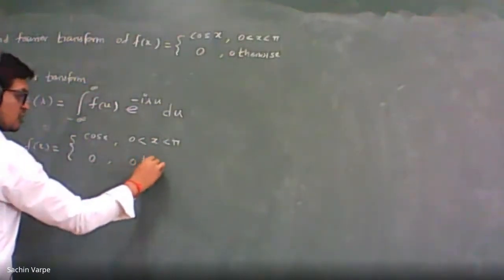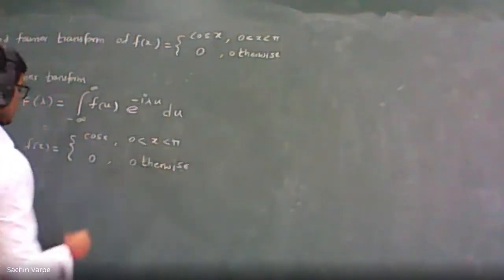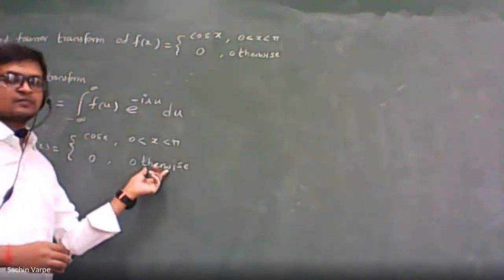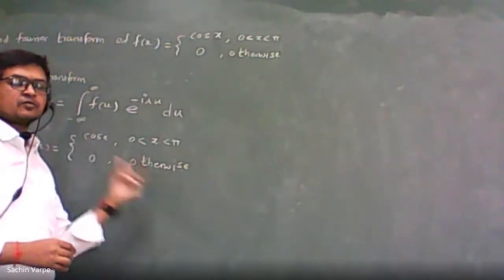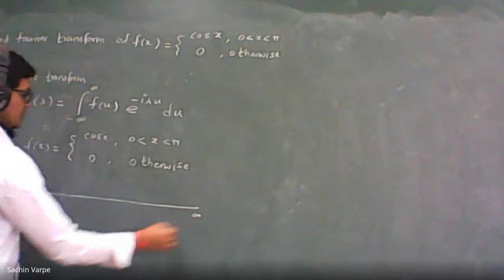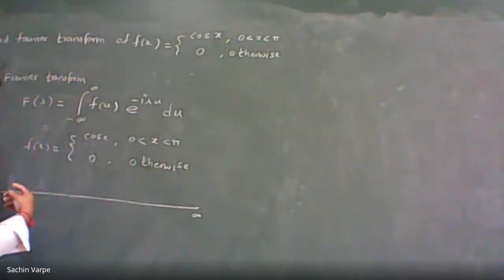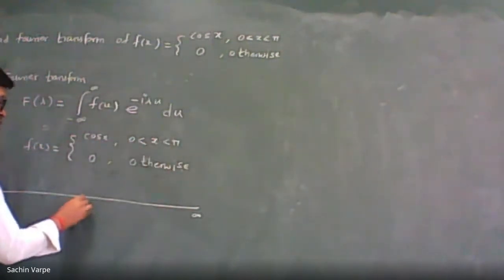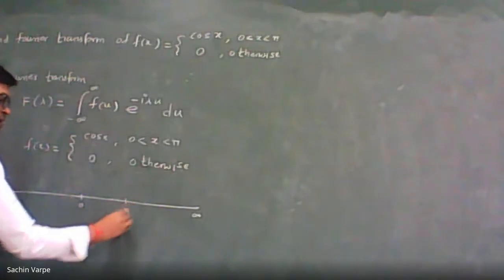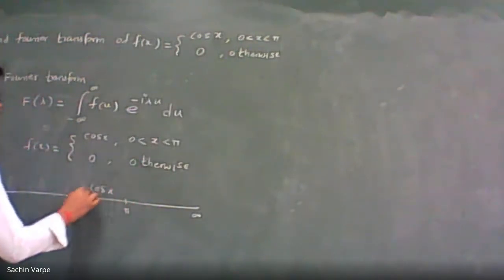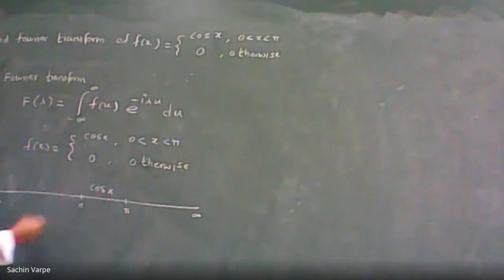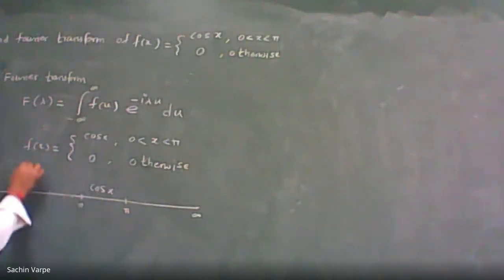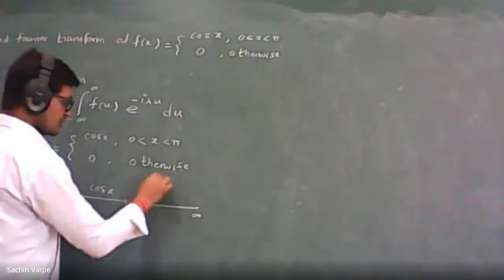What does this otherwise mean? It means this is our number line, minus infinity to infinity. So we have to break this number line according to the function given. Since the function is non-zero in 0 to pi only, this is our 0. So in 0 to pi only, we have given the function value as cos x, and 0 otherwise. Otherwise means in minus infinity to 0 the function value is 0, and in pi to infinity the function value is 0.